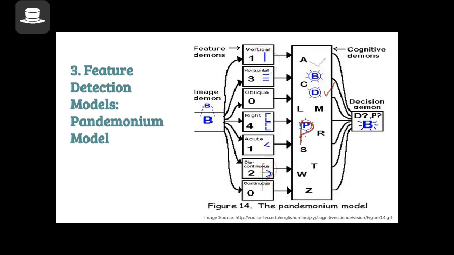Then the decision demon, or process, will listen to these sounds and pick the sound that's loudest. In this case, it is the B. So the decision demon means a decision. Again, it is just an analogy to give you an idea. That's why it's called the pandemonium model. And there are no real demons in your head.